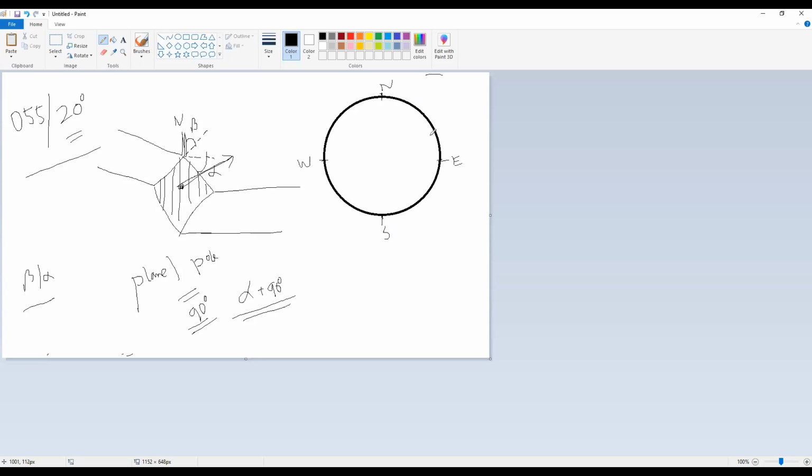So 055, it should be around here. 55, 5 degrees. So what we did now, we have rotated it to the original north.